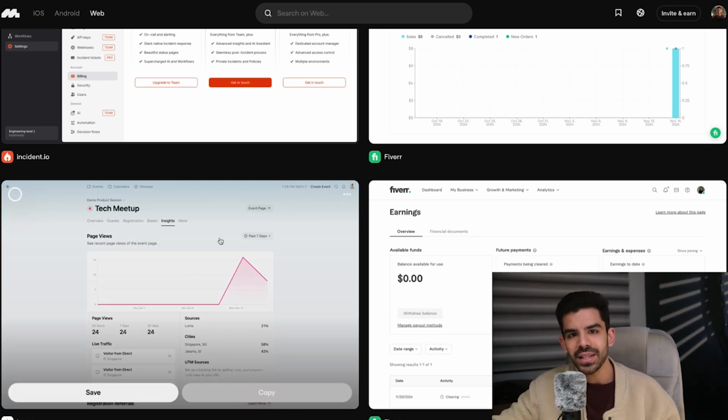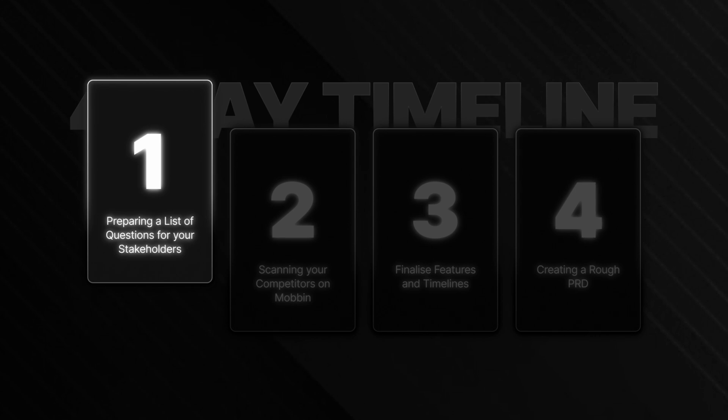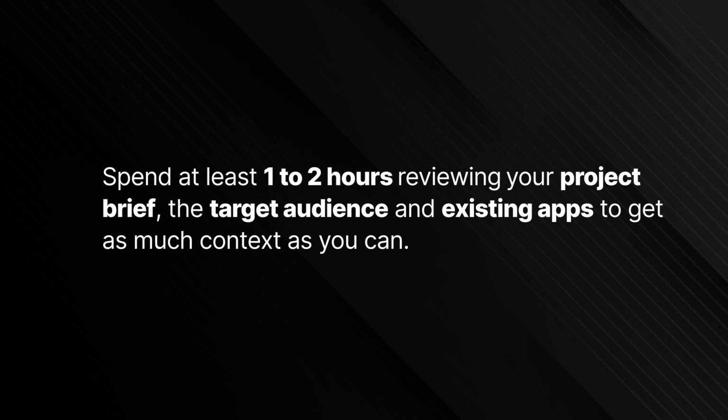Once you get a basic brief from your CEO or your team, you need to spend one full day preparing a list of questions for your stakeholders, and then spend at least 1 to 2 hours reviewing your project brief, the target audience and existing apps to get as much context as you can.